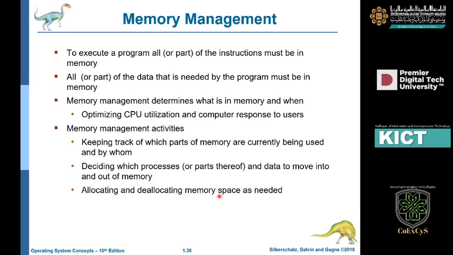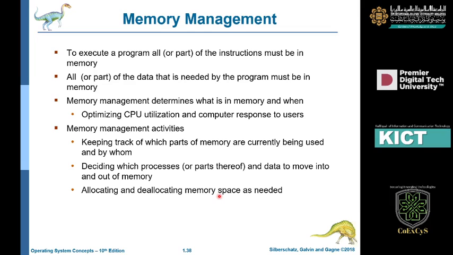The other part of the operating system is memory management. To execute a program, either all or some parts of the instructions must be in memory. All or some parts of the data that is needed by the program must be in memory also. So this would be the instructions that it needs and the data that it needs.